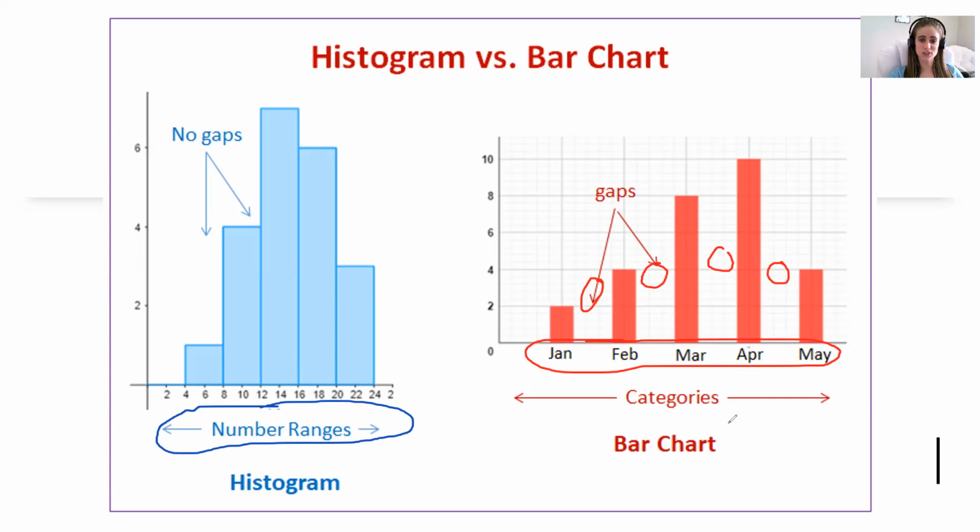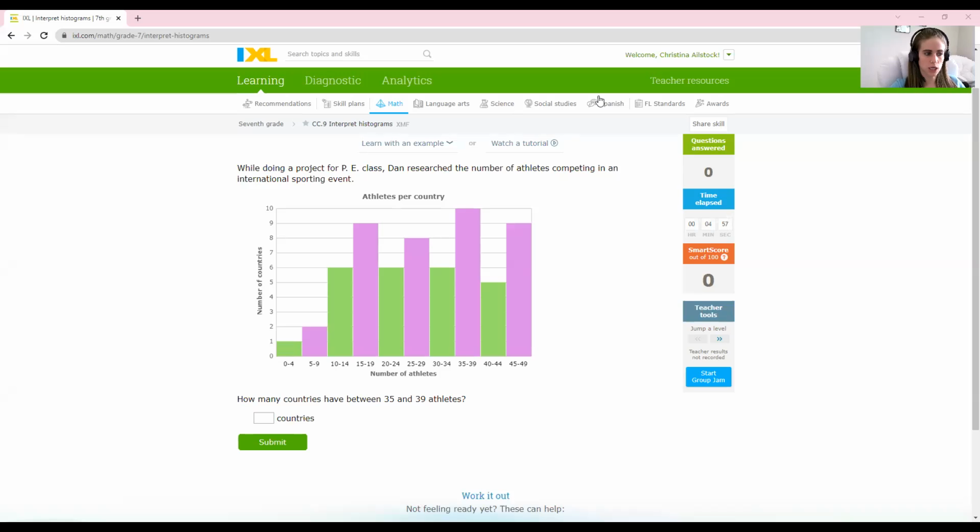All right, now that we've discussed the differences, let's head on over to IXL so we can work on interpreting, so reading and understanding those histograms. For our first question here, while doing a project for PE class, Dan researched the number of athletes competing in an international sporting event. How many countries have between 35 and 39 athletes?